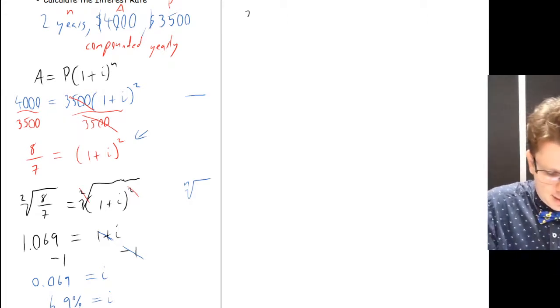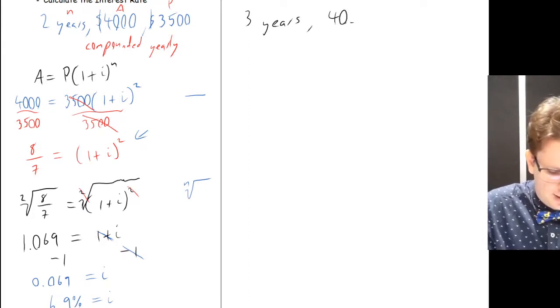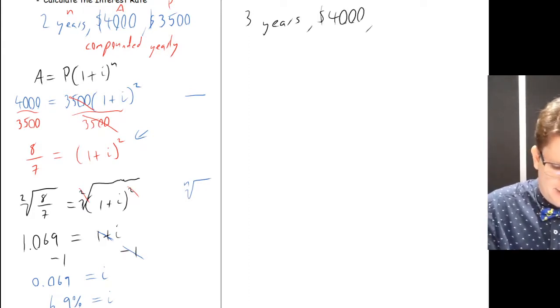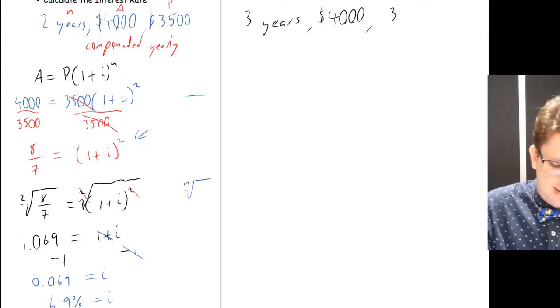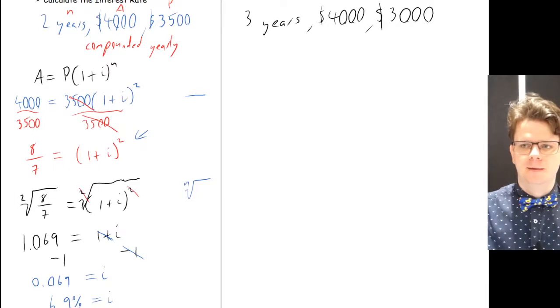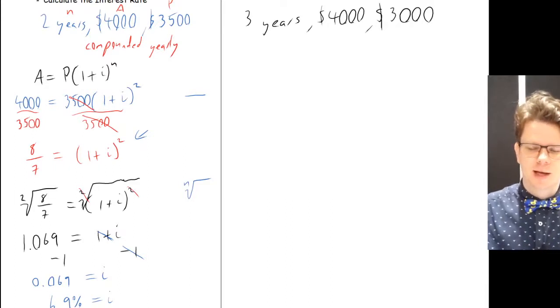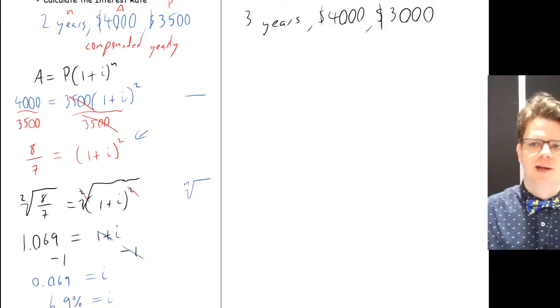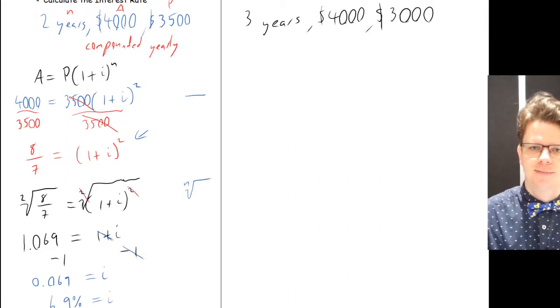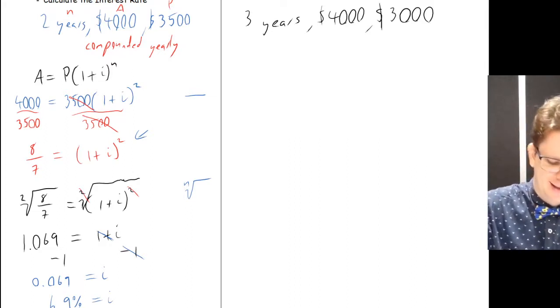So I'm going to make it 3 years, $4,000, and we'll say $3,000 instead, okay? So, starting with $3,000, I want to make $4,000 in 3 years. Alrighty, compounded yearly.